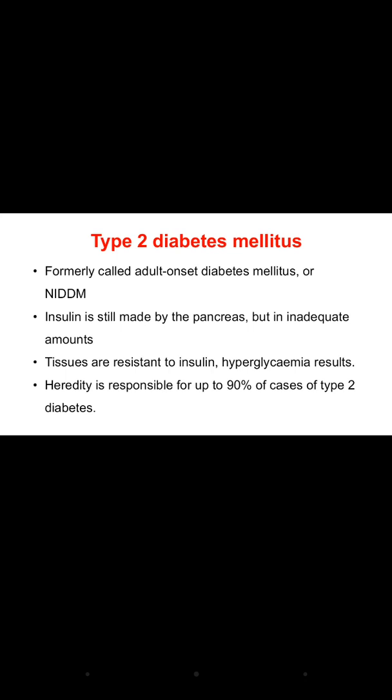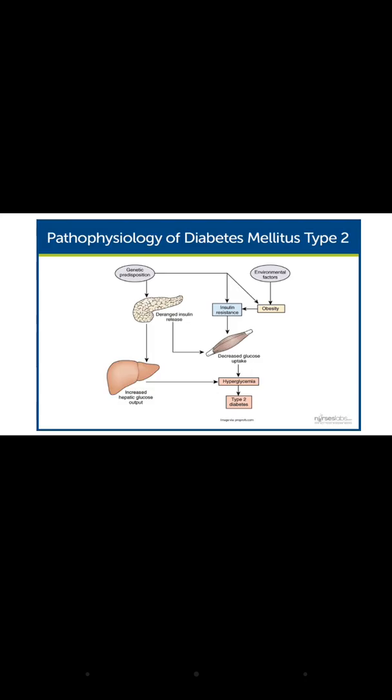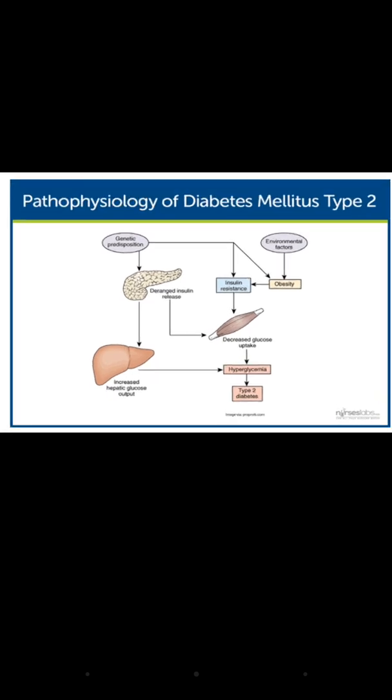If there is insulin resistance, the cells are not responding to the insulin, and the blood glucose levels will remain elevated. This is called hyperglycemia. Heredity is responsible for up to 90% of cases, so family history is most important in type 2 diabetes mellitus. So this is the basis for type 1 and type 2. In type 1 there is destruction of the beta cells, but in type 2 there is insulin resistance. Now this is the pathophysiology of diabetes mellitus.